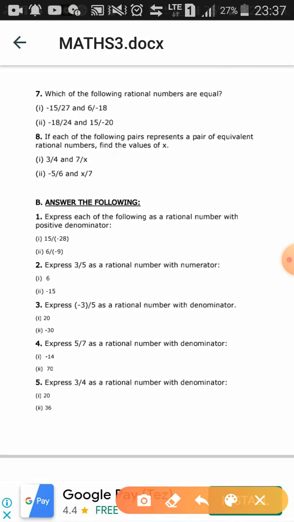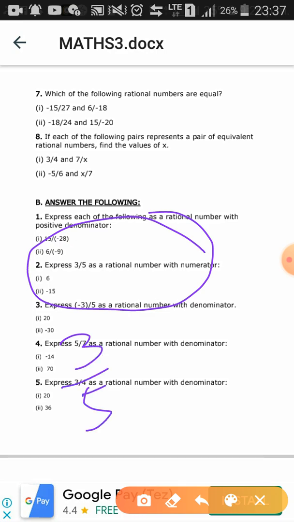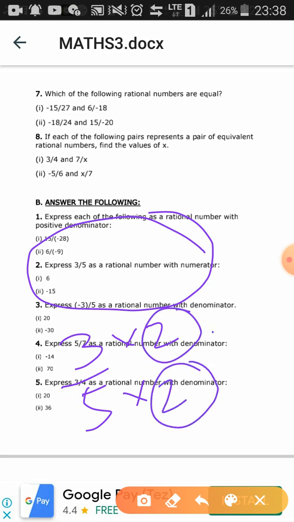Now we move on to express 3 by 5 as a rational number with numerator 2. This one you know. So 3 by 5, how will you express it as a rational number with numerator 2? You will just multiply it with 2. Since you are multiplying the numerator with 2, you are also multiplying the denominator with 2. So it becomes 6 by 10.